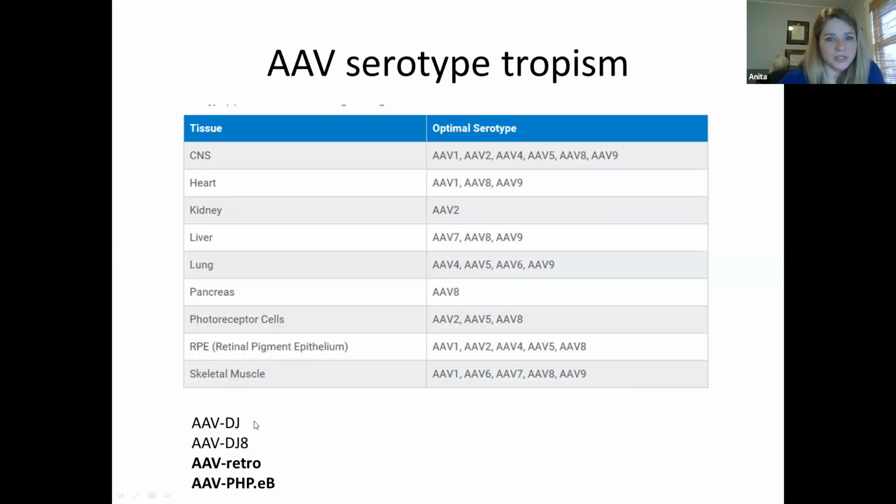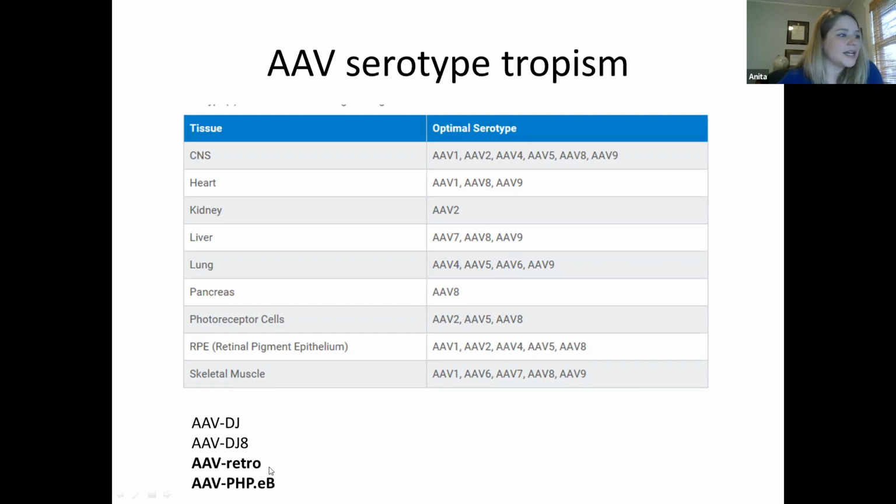And then there are some new serotypes that have been engineered. DJ is actually a mixture of like 1, 5, and 9 or something. I forget the exact serotypes, but it's basically a combination of different capsids, so it can have tropism across different cells. DJ8 is just a new version of that.